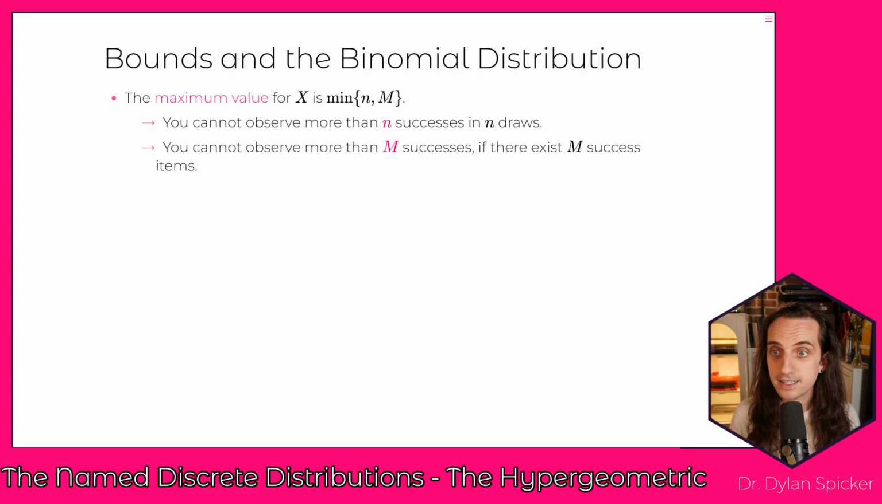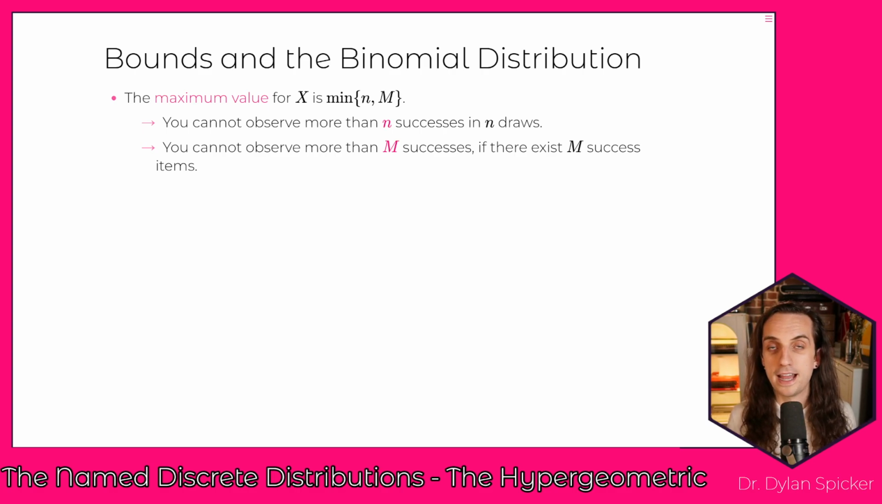And so because of that, we have to think about, well, which of these is smaller, right? Is the sample size smaller, at which point you could have everything in your sample being one of them that meets the criteria, or is the number that meet the criteria smaller, at which point you could sample all of those, but you could never have more than that, right?